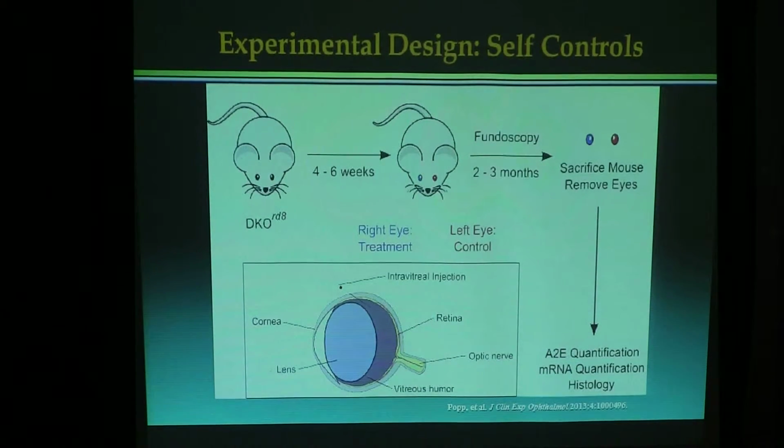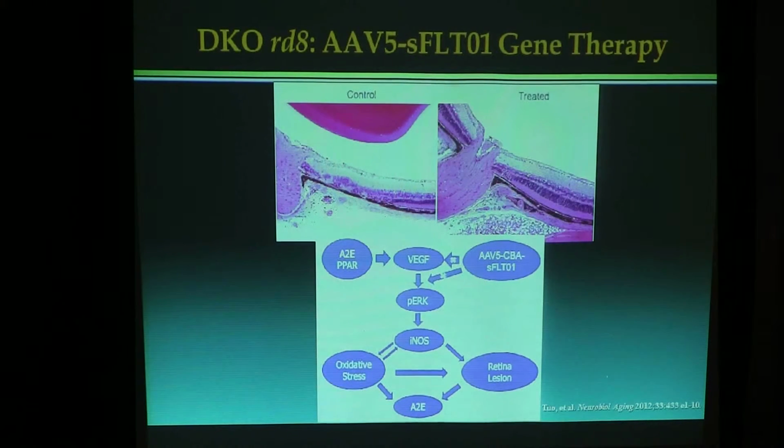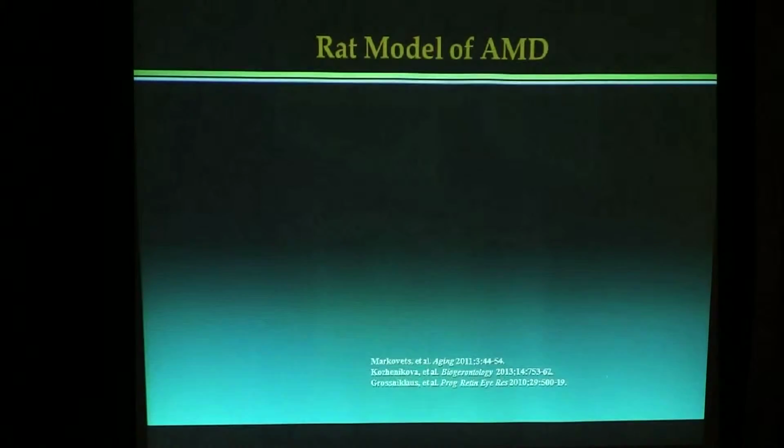Another one you can control is self-control: one eye you give the control, and the other eye you give the treatment, which I gave you as an example this morning for the IL-17 retina. And this is another publication where we used FLT01, which is anti-VEGF, and again we find that we think it goes through phosphate ERK, and then eye nose, and we'll have the whole effect.